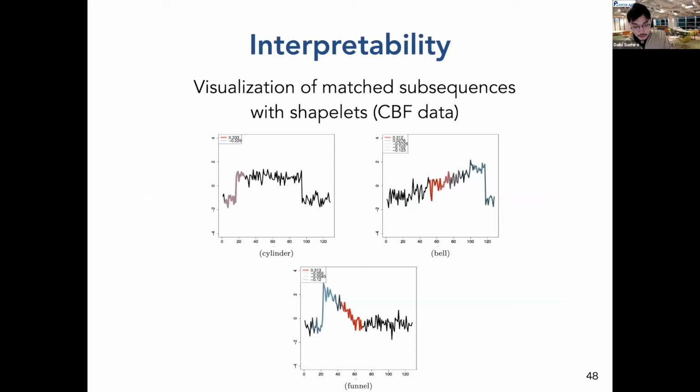And we consider the Shapelets over Hilbert space, but we can keep the interpretability of the Shapelets by visualizing the matched subsequences with the Shapelets. And here are examples of the visualization. And we can easily see which local patterns contribute to classify the time series.